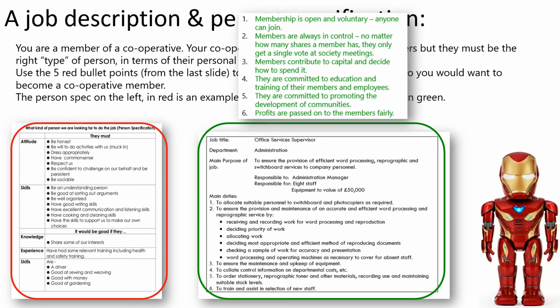In terms of the job title, the department and the purpose of the role, then we talked about a member, we talked about the cooperative business, and the purpose is about being an investor and part of the decisions. Responsible to, responsible for, as you can see on this green job description, we won't bother with those two because that bit's not quite relevant for our exercise today.